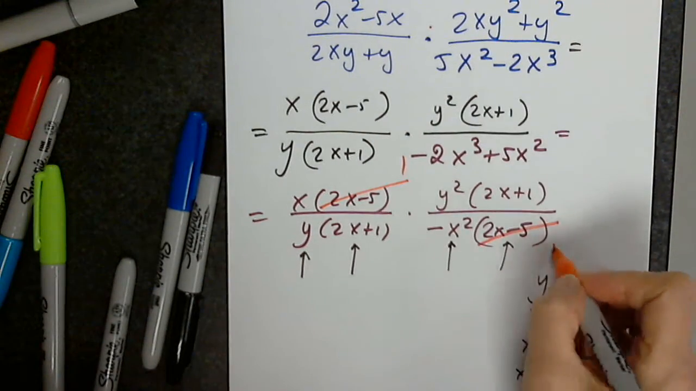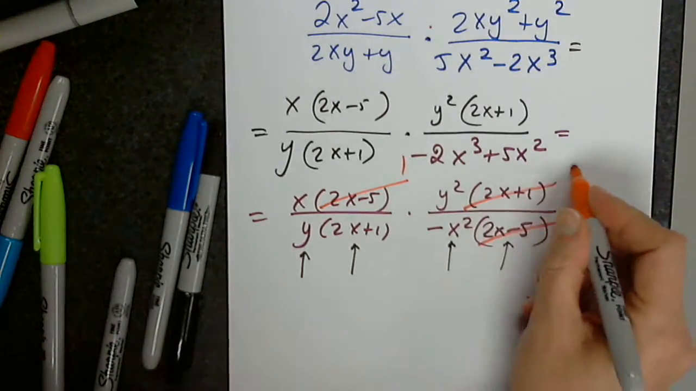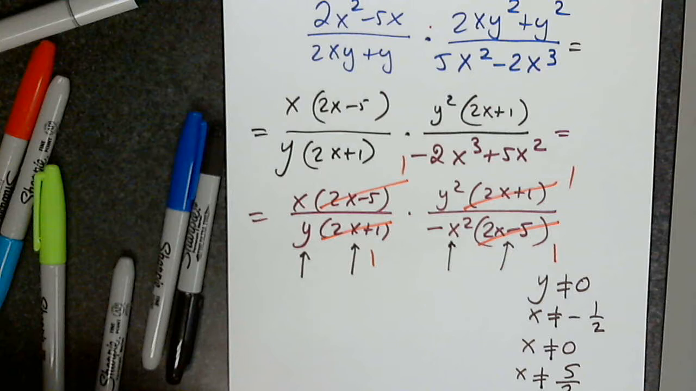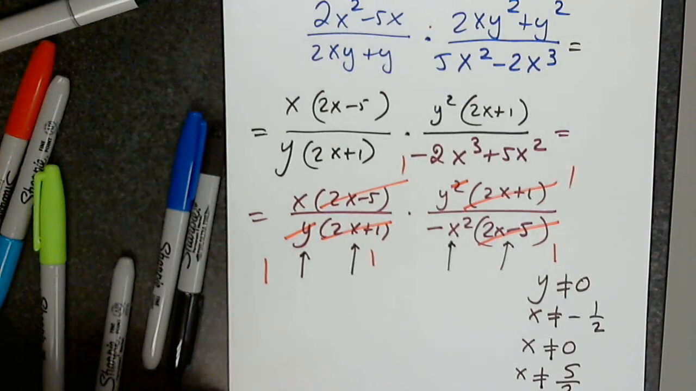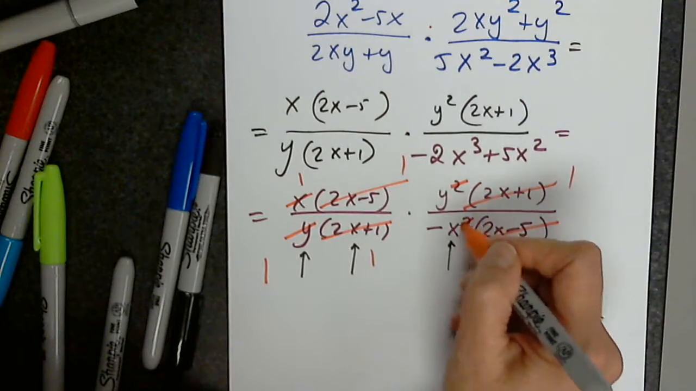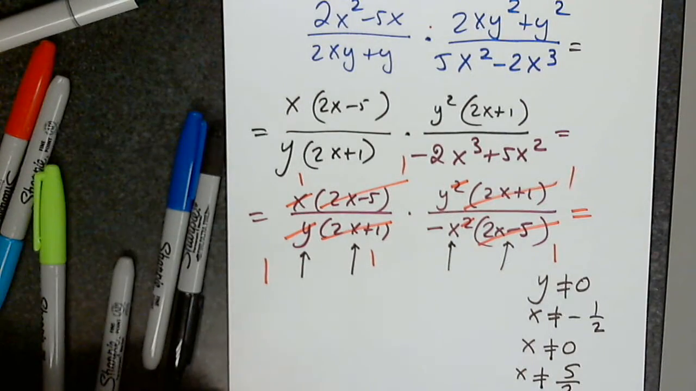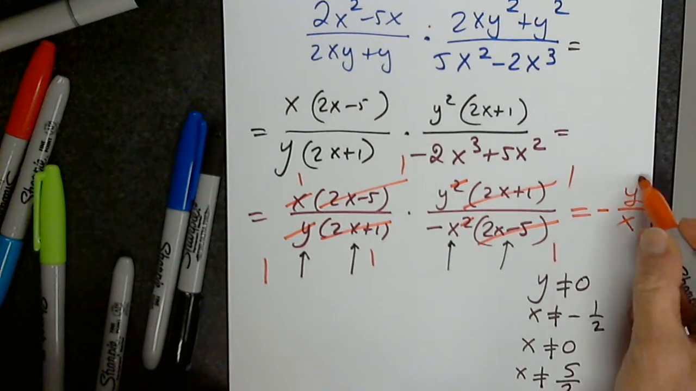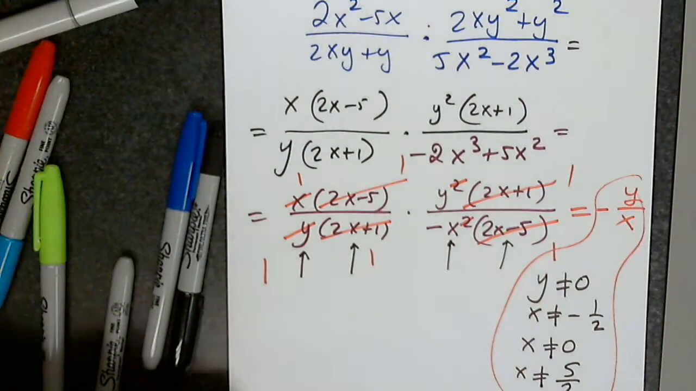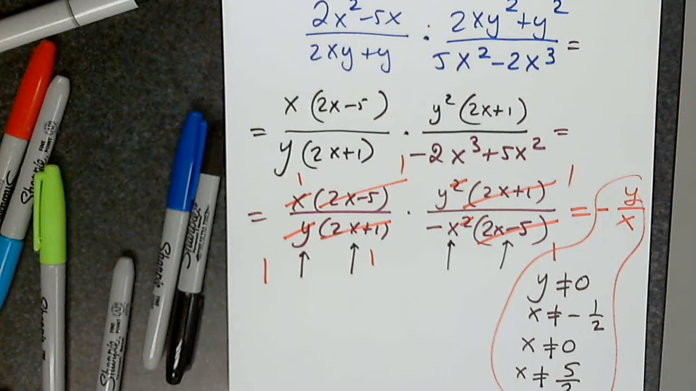2x minus 5. 2x minus 5. 2x plus... Perfect. y. Yes, a y. And the next. What is the simplified form? Y over negative x. Negative, because positive over negative is negative. Y divided by x with all these restrictions. Do we agree with this?